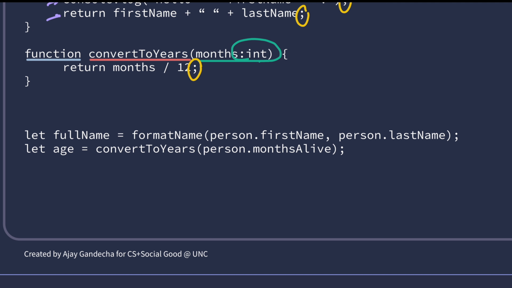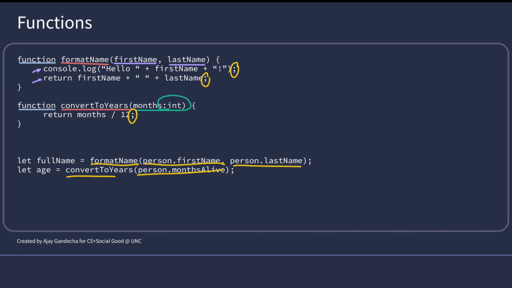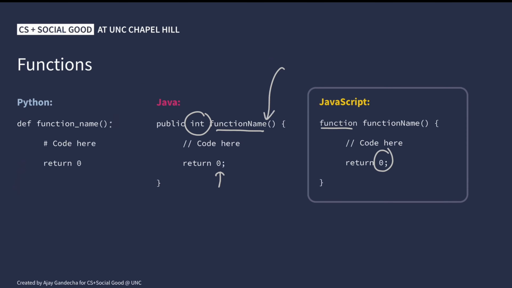And then this is an example of actually running these functions, right? So you have formatName and convertToYears. And then I have these random inputs in here, right? So this is essentially all that I have for this video. It's just really talking about the syntax differences between languages like Python and Java and the JavaScript language.